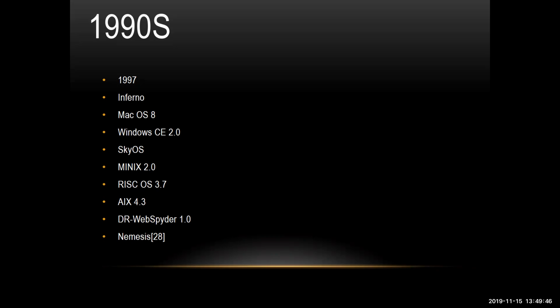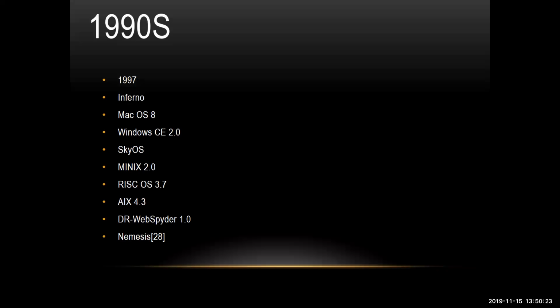And then we also had Minix 2.0, RISC OS 3.7, AIX 4.3, and then DR Web Spider 1.0. The DR Web Spider was a DOS web browser, mail client, and operating system environment developed by Caldera UK in 1997. It was based on the DR DOS operating system and networking components from Novell, as well as the Arachne web browser by Michael Pollack of XK Software.